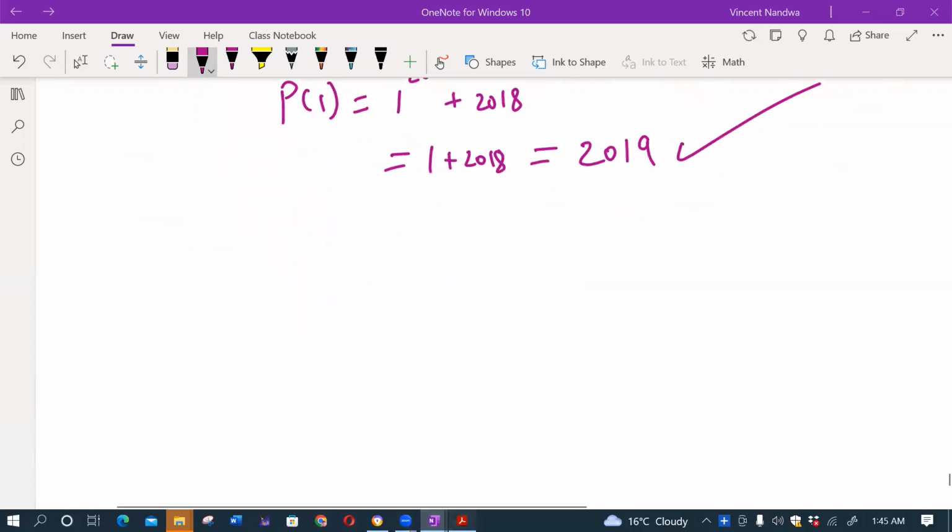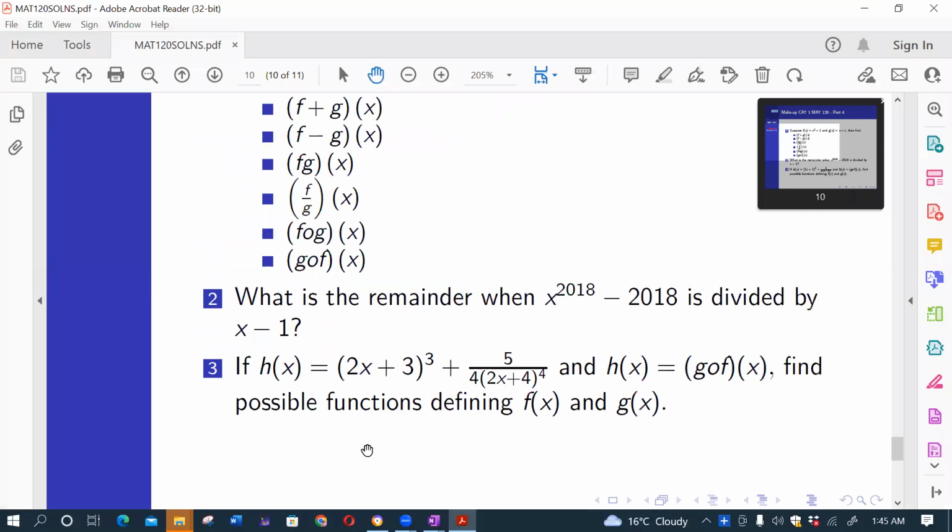Then next question. If h of x is given by 2x plus 3 cubed plus 5 over 4 into 2x plus 4 power 4, and h is given by g composed with f, find possible functions defining f and g.